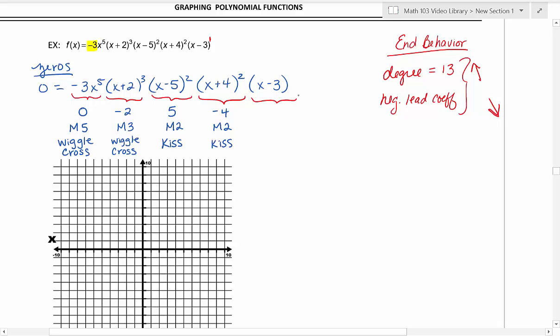And then our last factor, x minus 3. This gives a 0 of positive 3. It has a multiplicity of 1. 1 is odd, so we know we're going to cross the x-axis. And since that odd number is exactly 1, we're going to straight cross at x equals 3.